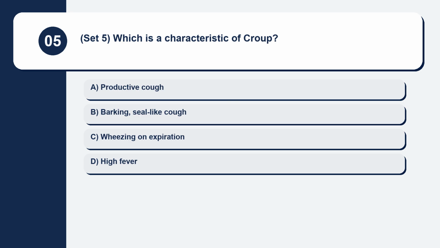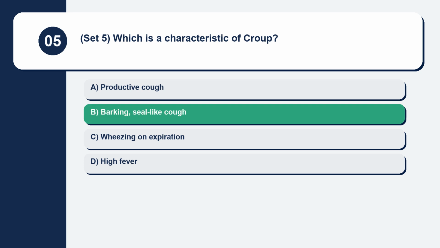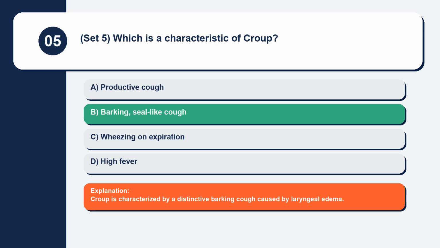Question 5. Set 5. Which is a characteristic of croup? Productive cough, barking, seal-like cough, wheezing on expiration, high fever. Croup is characterized by a distinctive barking cough caused by laryngeal edema.